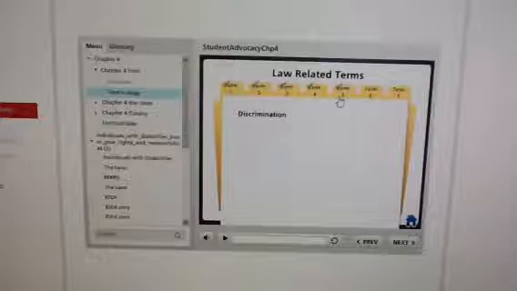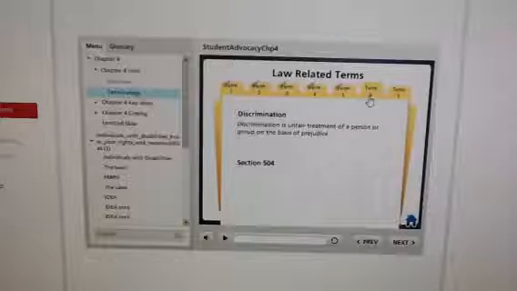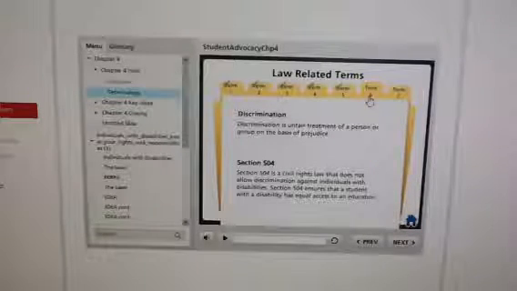Discrimination. Discrimination is unfair treatment of a person or group on the basis of prejudice. Section 504. Section 504 is a civil rights law that does not allow discrimination against individuals with disabilities. Section 504 ensures that a student with a disability has equal access to an education.